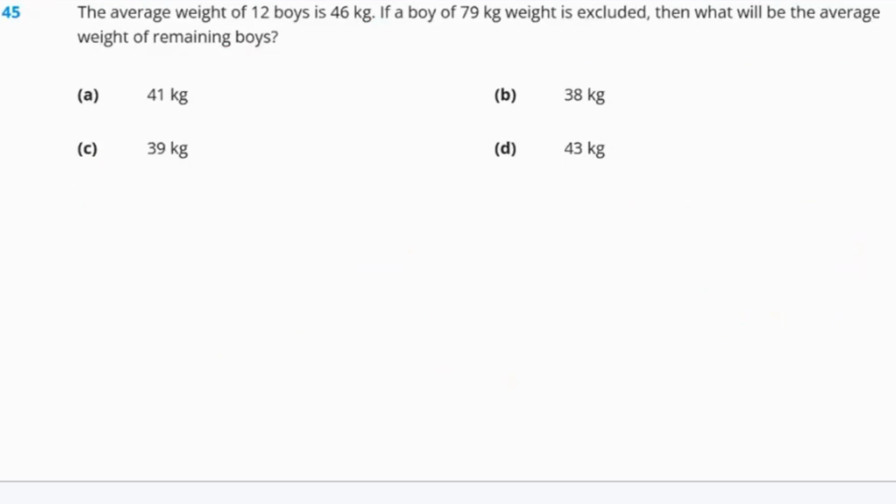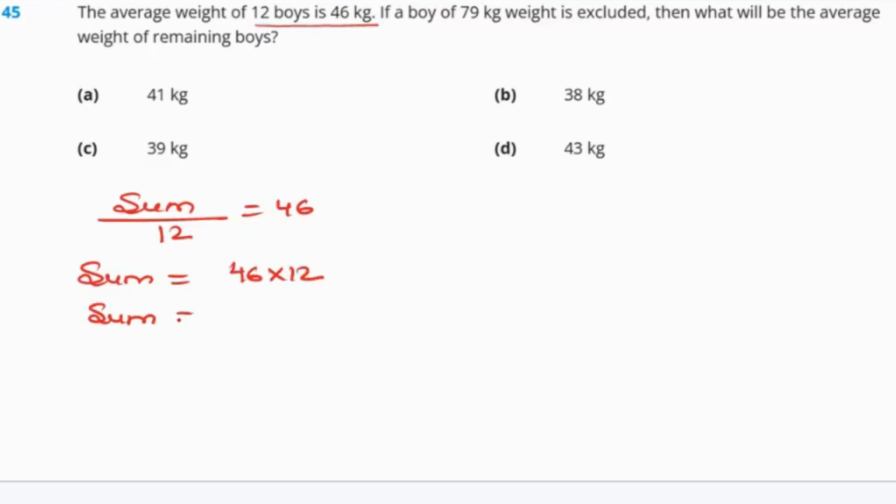Now question number 45. The average weight of 12 boys is 46 kg. The average weight of 12 boys means the sum of the weights of the 12 boys divided by 12 gives us 46. So the sum equals 46 times 12. The sum we are getting right now is 552.